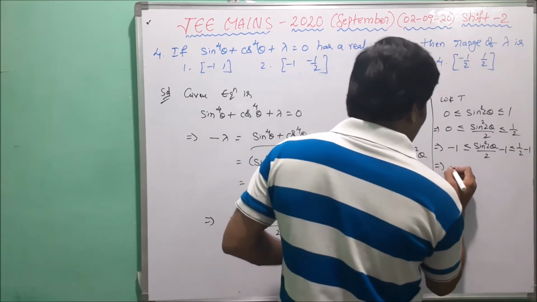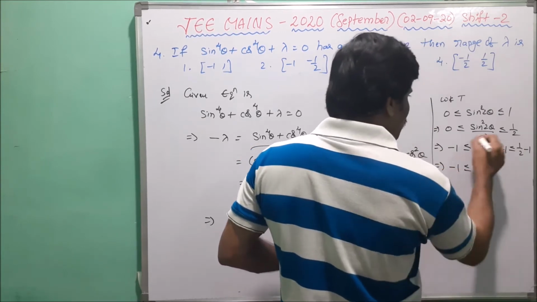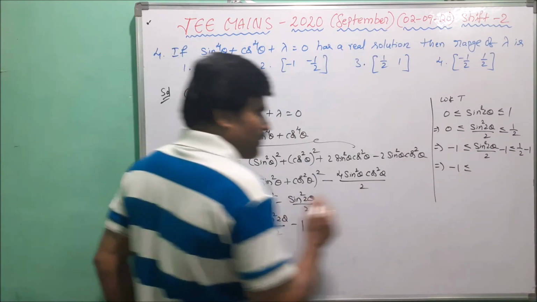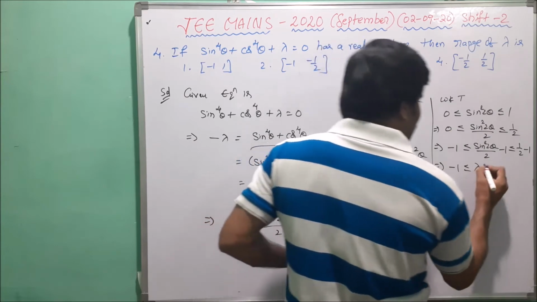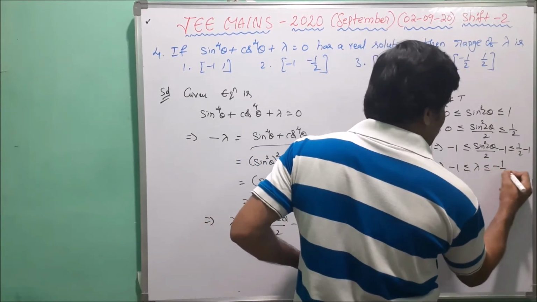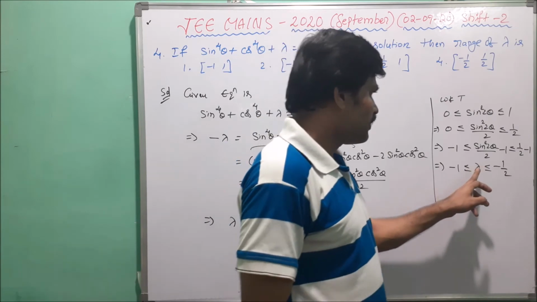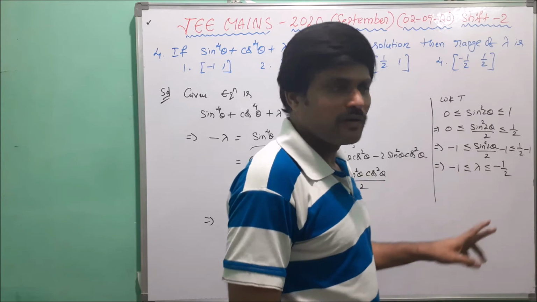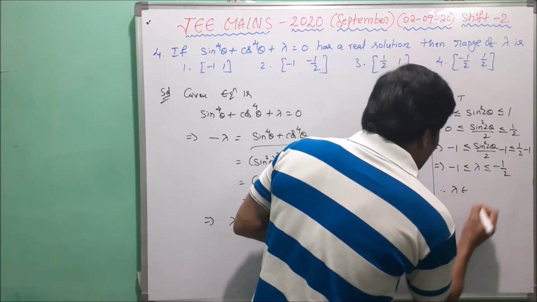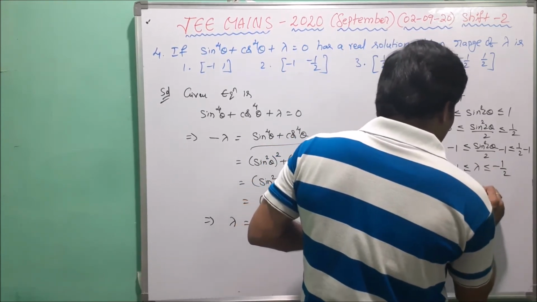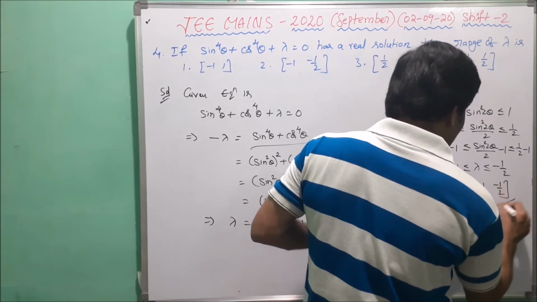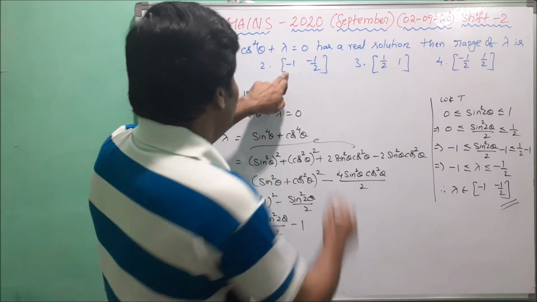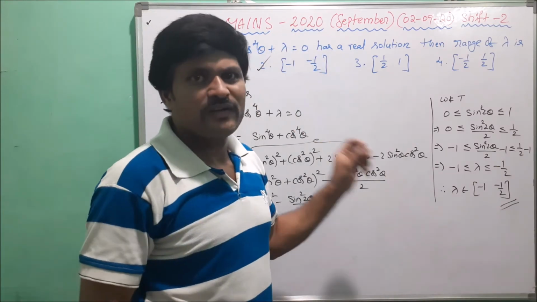Now here we write minus 1 less than or equal to sin square 2 theta by 2 minus 1, which is already equal to lambda. Now here we write lambda less than or equal to 1 by 2 minus 1, which means minus 1 by 2. Here we observe the range of lambda is the closed interval minus 1 to minus 1 by 2. Therefore lambda belongs to the closed interval minus 1, minus 1 by 2. This is the range of lambda, which is in the second option. This is the solution for this question.